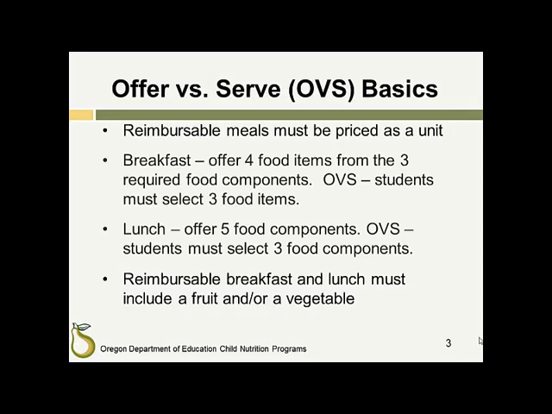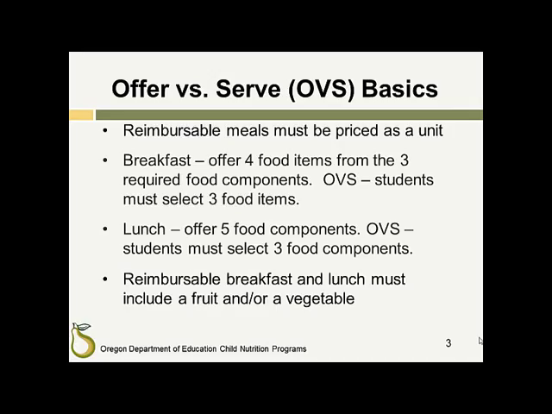For breakfast, the sponsor must offer at least 4 different food items from the 3 required food components: grains, fruit, and milk. The student must select 3 food items for OVS. At lunch, the sponsor must offer all 5 components: meat alternate, grain, fruit, vegetable, and milk. The student must select 3 food components for OVS.